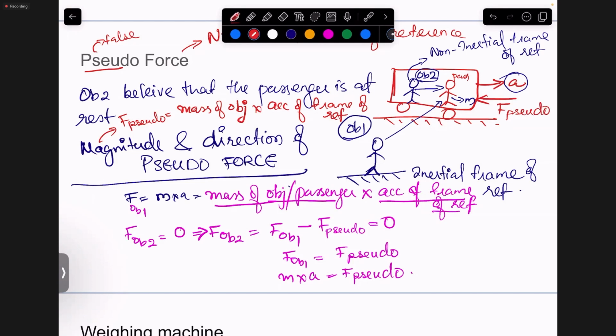Okay. So this is a very important concept because we will be solving problems with this concept now. So the direction and magnitude, you should know how to calculate that. Okay.